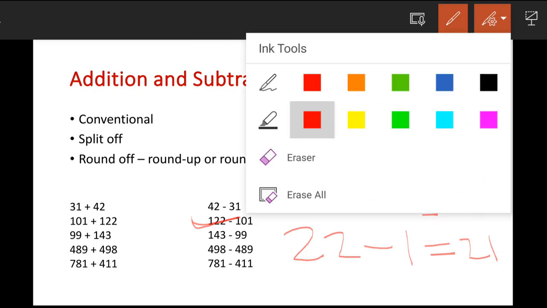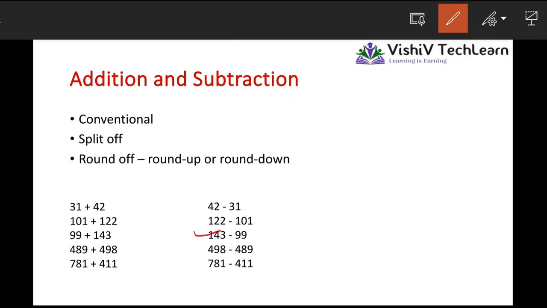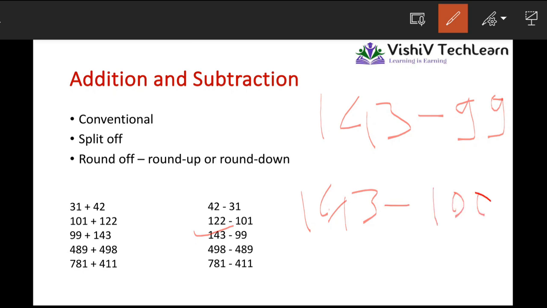Let's go for one more example, 143 minus 99. Instead of doing 143 minus 99, it will be easy to subtract 100 from 143. So 143 minus 100, the answer is 43, and since instead of 99 we have considered 100, we have to add 1 to the final answer, that is 43 plus 1, which gives 44 as the final answer. So this is how we can use split off and round off for various calculations.